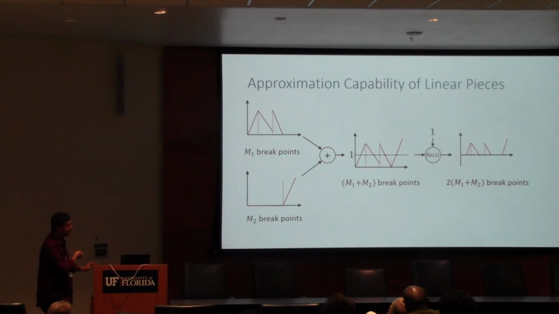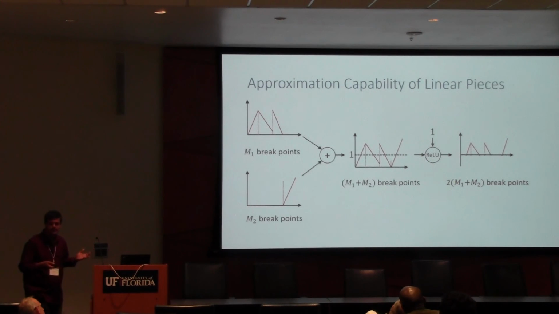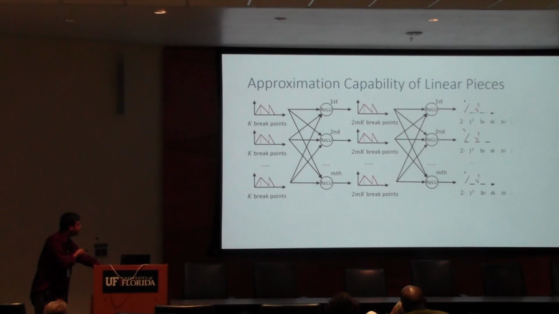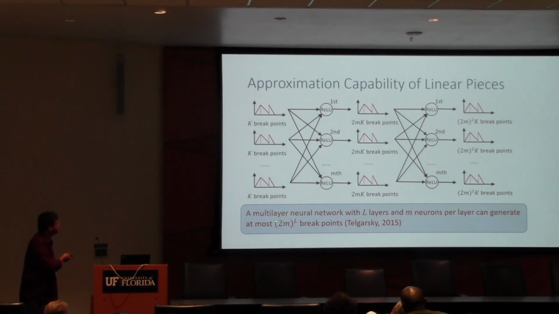So if you start with two functions, one with m1 breakpoints and another with m2 breakpoints, the only operations we are allowed are linear combinations and passing through neurons. After one step, all you can have is 2 times m1 plus m2 breakpoints. So if you start with m functions each with k breakpoints and pass them through a many-layered neural network, it's very easy to show that you get m raised to the power of l breakpoints. Actually, the earliest result of this type that we have seen is by my colleague in computer science, Matus Telgarsky, from 2015, although I don't know this. Dasgupta and Schnitger might have known this result. Okay?